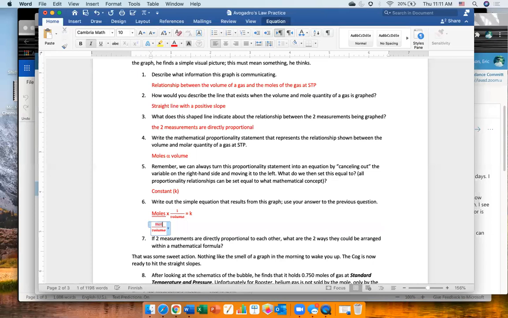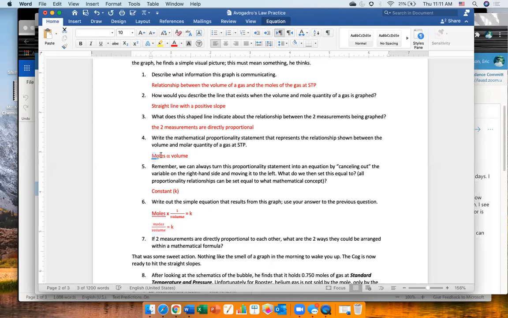So we would have moles on the top, and then on the bottom here, we would have volume. And then that would be equal to a constant. And these constants will always be different. So it depends what it is you're dealing with, which relationship you're dealing with. So now you have a simple little math equation that has been created.